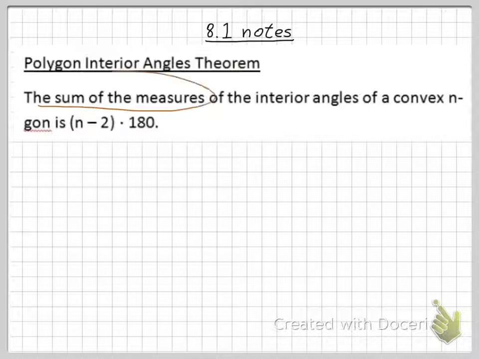The sum of the measures. So this is regarding the total angular measurement of the interior angles. It would be the angles only inside of the figure. We're only talking about angles that are inside of the figure with this theorem. And it has to be a convex n-gon. We've gone over in the past chapters what an n-gon is. N refers to either the number of sides or the number of angles. It would be the same thing, because the number of sides equals the number of angles in a convex polygon, right?